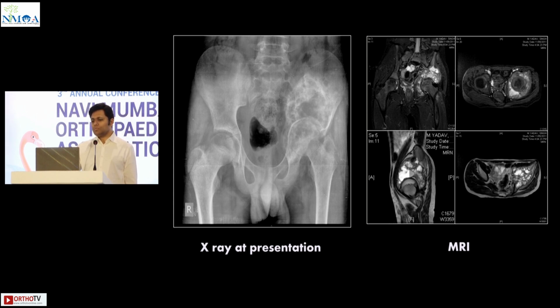Now, this is where you get tempted to do a curettage, put a bone graft, and make the patient asymptomatic as fast as possible. But even these heal on percutaneous sclerotherapy.